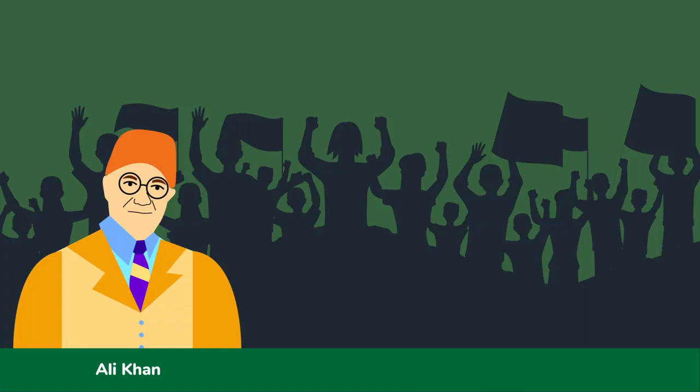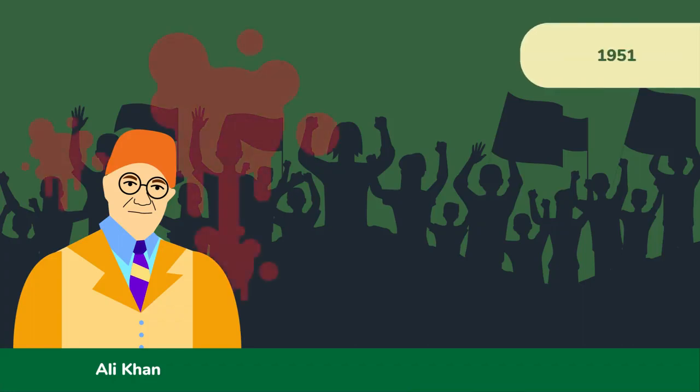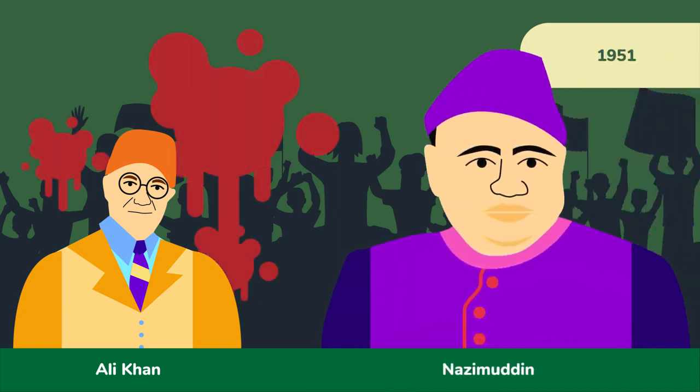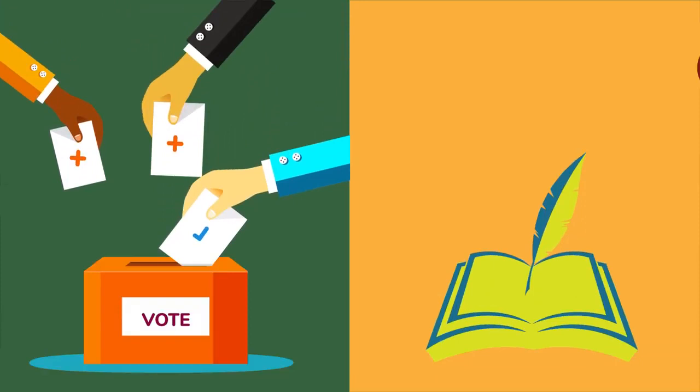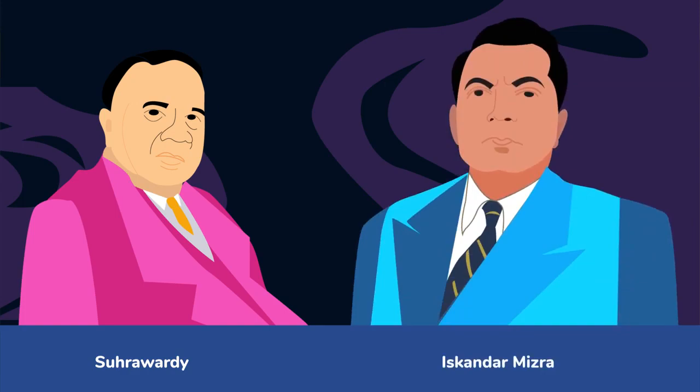During a massive political rally in 1951, first Prime Minister Ali Khan was assassinated, and Nazimuddin became the second Prime Minister. After a vote of confidence in Parliament and the promulgation of the 1956 Constitution, which confirmed Pakistan as an Islamic Republic, two notable figures became Prime Minister and President as the first Bengali leaders of the country. Hussein Suhrawardy became the Prime Minister leading a communist-socialist alliance, and Iskandar Mirza became the first President of Pakistan.